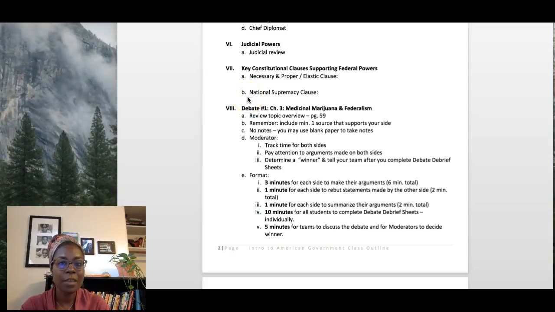So thinking again about possible conflicts, the National Supremacy Clause is often used to resolve those conflicts by basically stating that if there's any difference between the federal law and state law, and if the state law contradicts federal law in any way or federal actions, then the federal laws reign supreme.